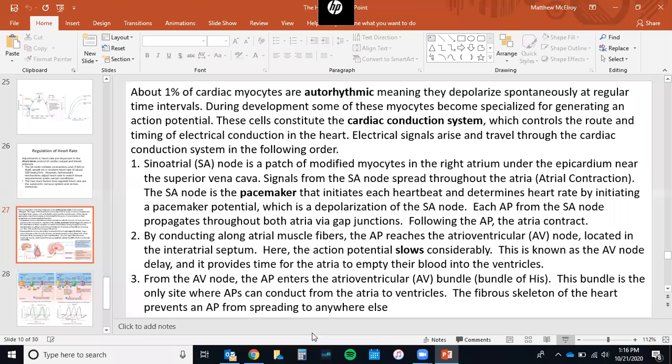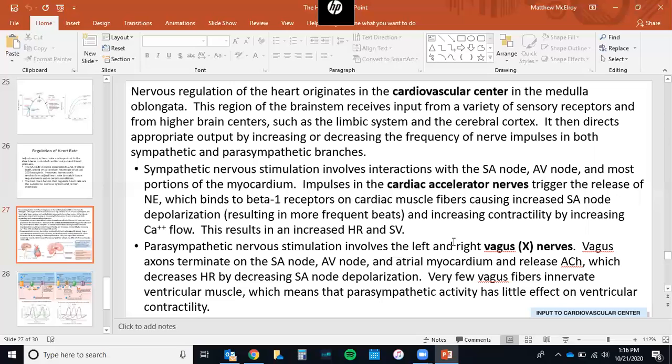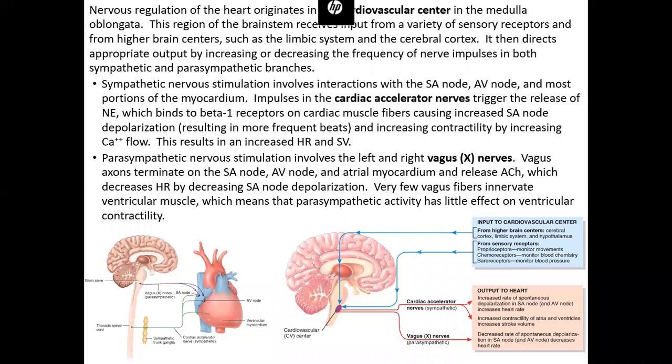So let's talk about how we affect the heart rate using the nervous system. Thinking back to our lecture when we introduced sympathetic and parasympathetic will really help us here. It'll hopefully make a lot of this pretty common sense from stuff we've learned so far this semester. So reading through, nervous regulation of our heart originates in the cardiovascular center of our medulla oblongata.